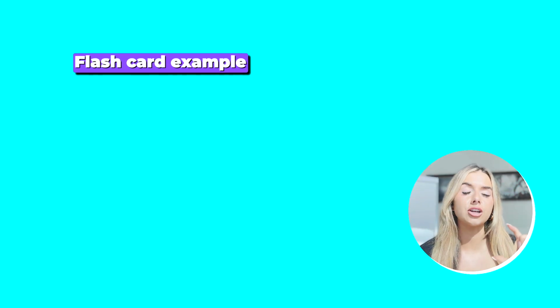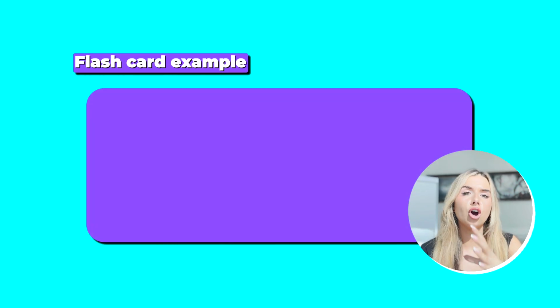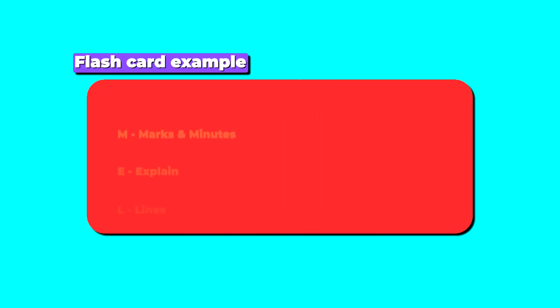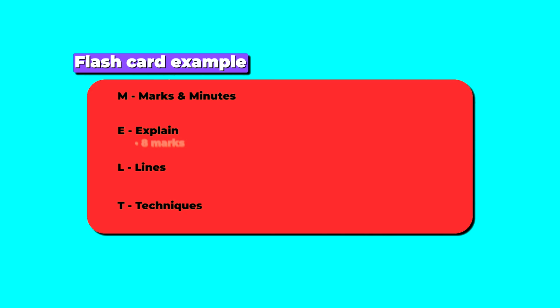So on the front of the flashcard, you want to have something that says, give an overview of language paper 1, question 2, or whatever the question is. The hint that you want to put is use MELT, so you remember that you're going to do marks and minutes, explain, lines, and techniques. Then on the back, this is how I break down MELT. So marks and minutes: marks is 8 marks, and I want to spend about 10 minutes.